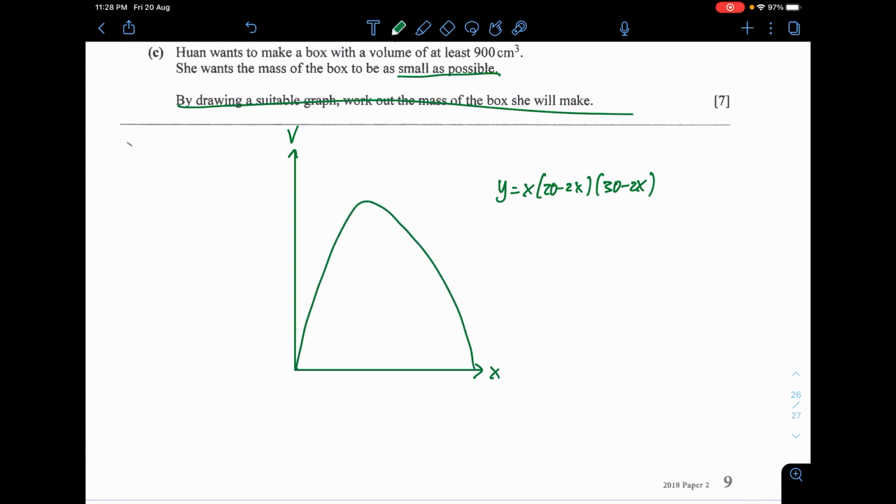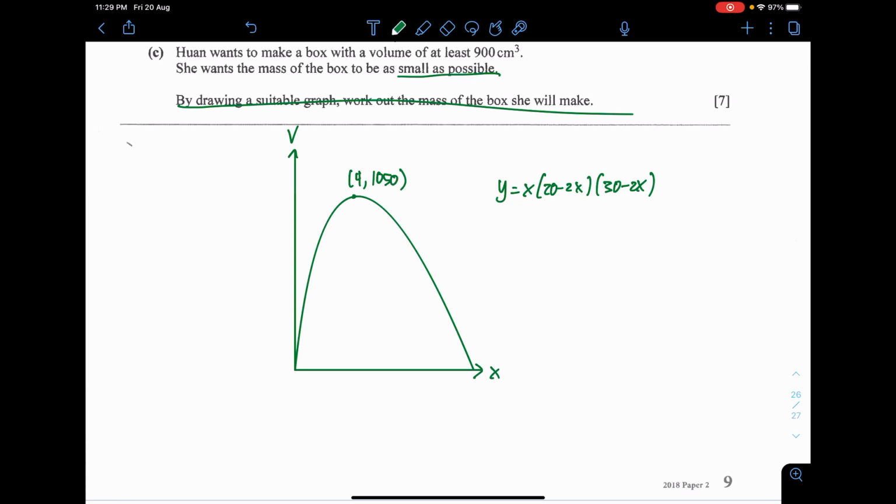You get something like this. Oh, that's a terrible curve. It's not exactly a frowning curve, it's a little bit slanted like this. The highest point is somewhere around 4. Okay, x equals 4 and y equals 1000 something, around 1050 I guess. Okay, yeah. So then one more thing, 900.